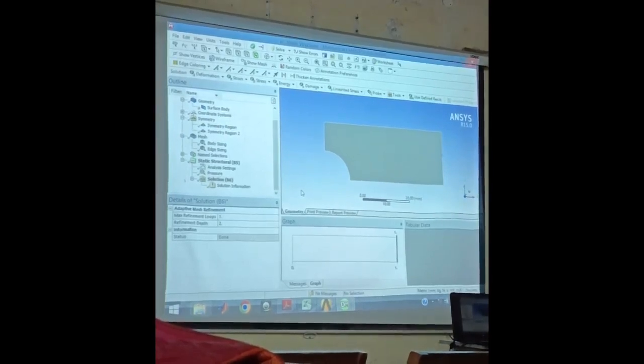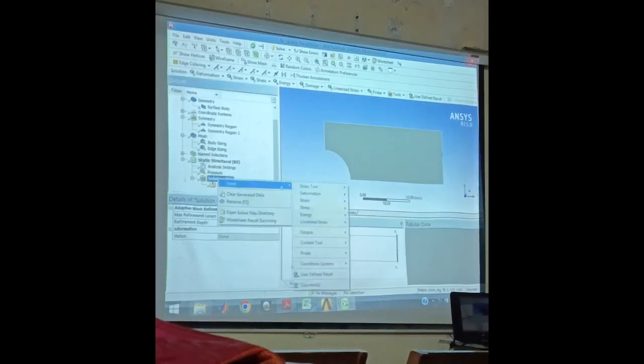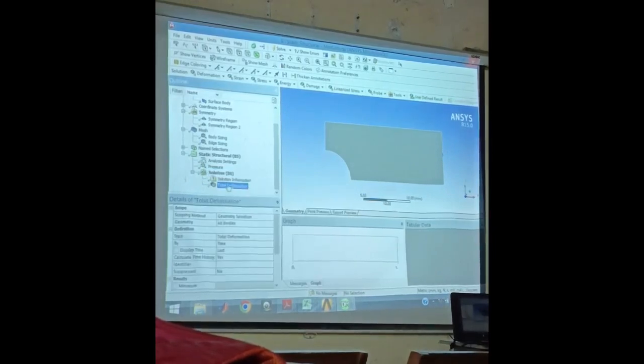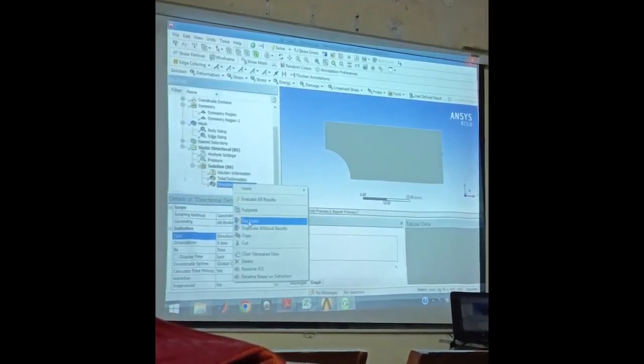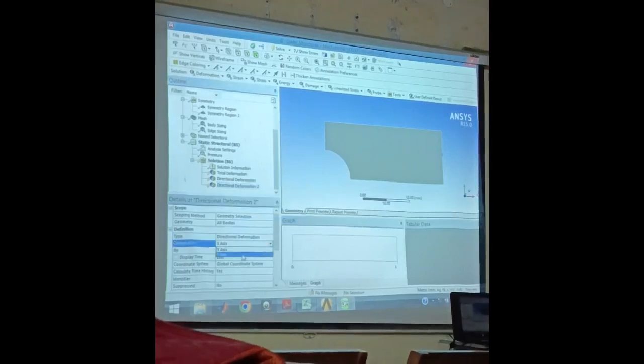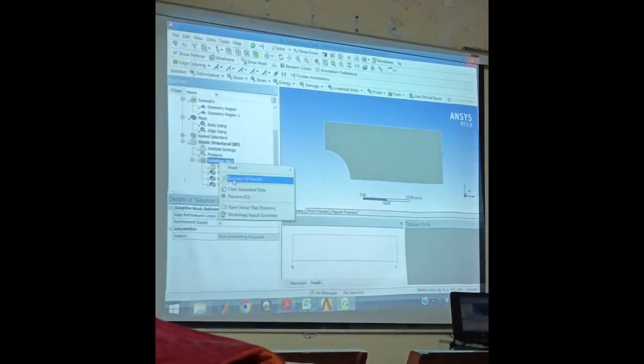Pressure I have applied perpendicular to the surface. I have taken the right size. So if I now put these deformations, say total deformation, duplicate, directional deformation x-axis, duplicate, directional deformation y-axis. Rename based on definitions. Evaluate coordinates.